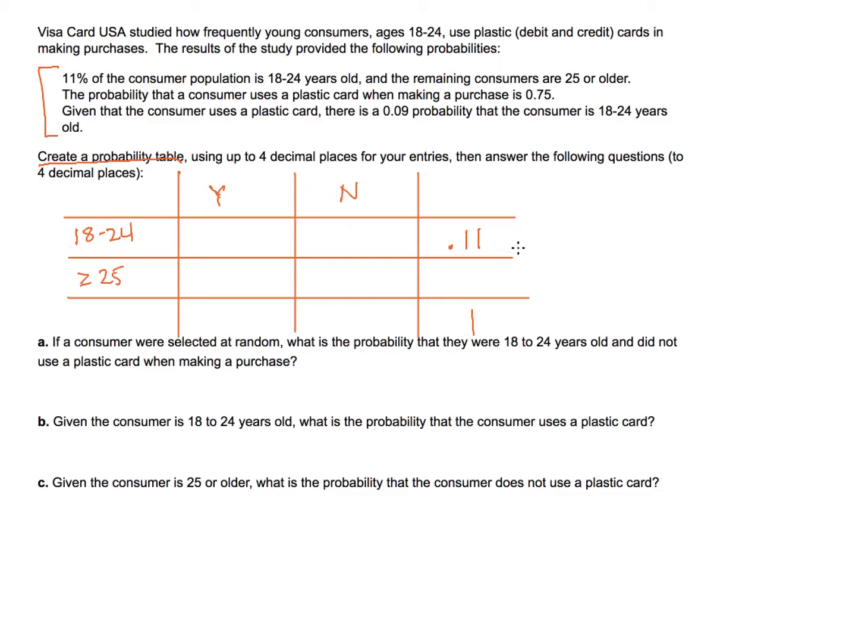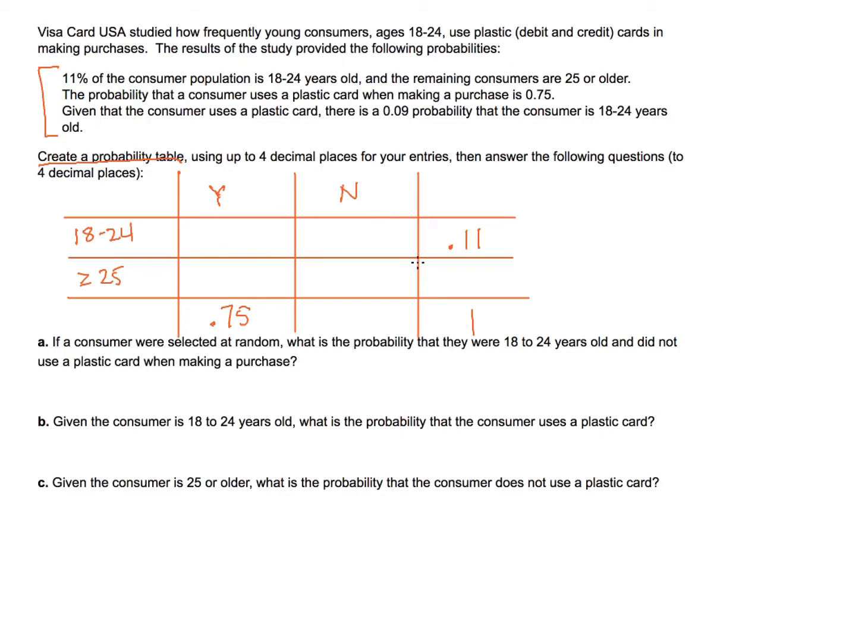The second clue is that the probability that a consumer uses a plastic card when making a purchase is 0.75. So I'm using this Y or N, so yes, they use a card. Does this 0.75 have anything to do with whether they are 18 to 24 or 25 or older? No, it doesn't. This is going to be a marginal probability as well. So I'm going to go ahead and plug this number in right here. So we have these values. We know that this column will equal 1 and this row will equal 1, so you can actually start filling in some numbers here.